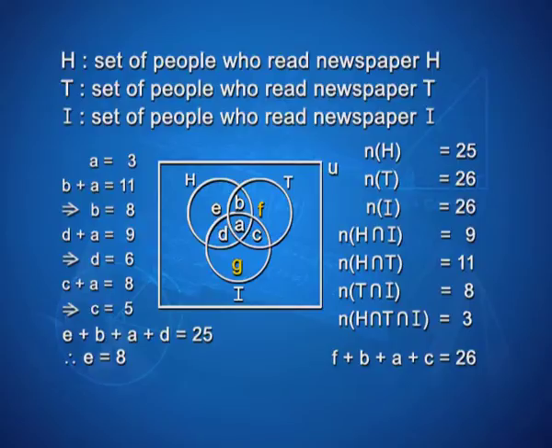F plus B plus A plus C is 26, which gives F as 10. And lastly, G plus D plus A plus C is 26, which gives G as 12. Now that we have found all the values of the small alphabets, we can answer as many questions as asked.